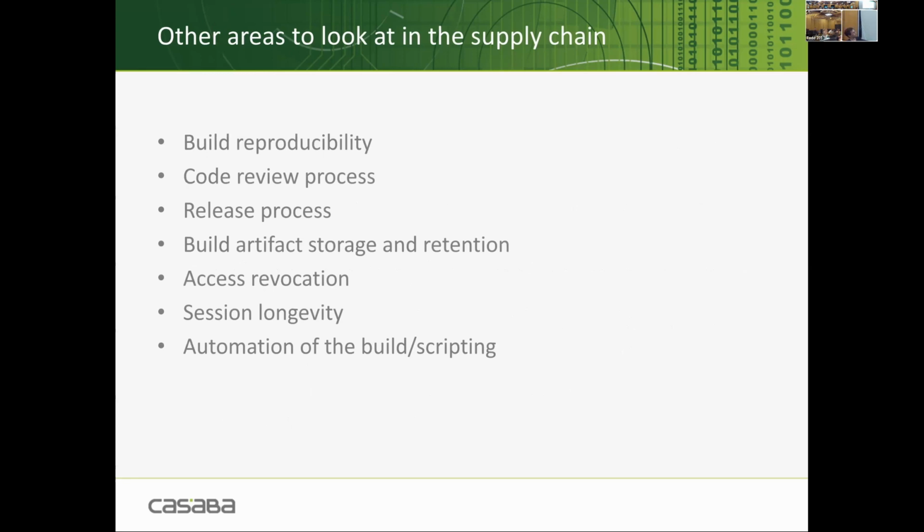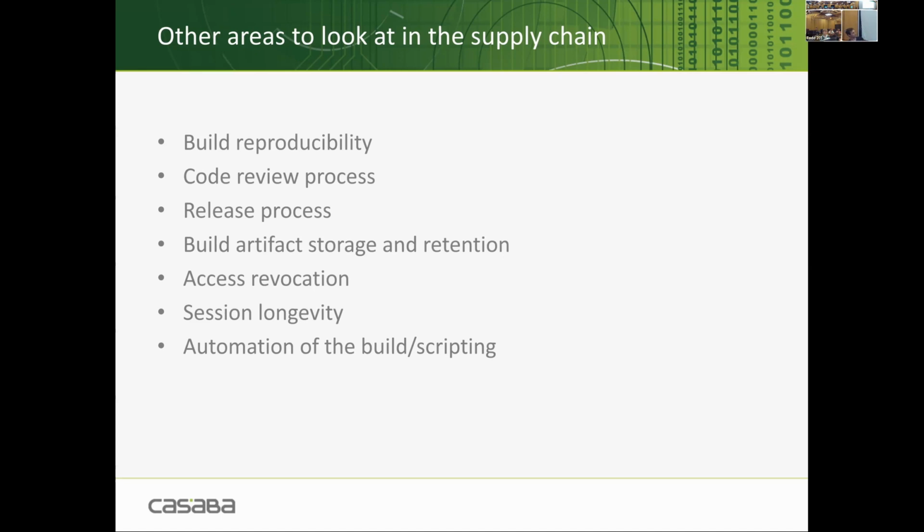And other types of areas to look at, you want to make sure the build's reproducible. You want to look at how code is being reviewed. What's the release look like? Are there release engineers? Can other people just generate releases whenever? Are build artifacts stored and retained for a sufficient period of time? So obviously you want a reproducible build, so you want to make sure all the artifacts from your builds are stored for at least 18 months, preferably in perpetuity.